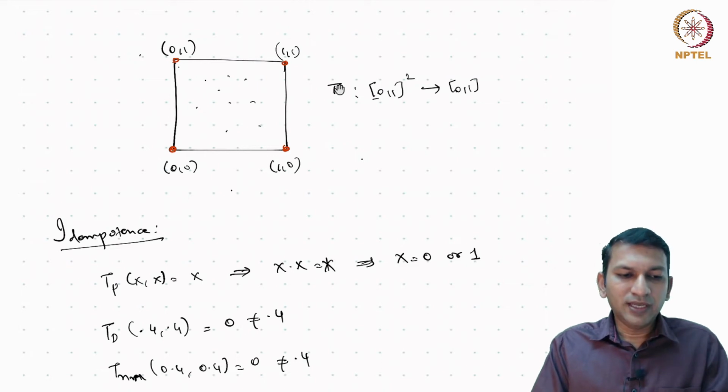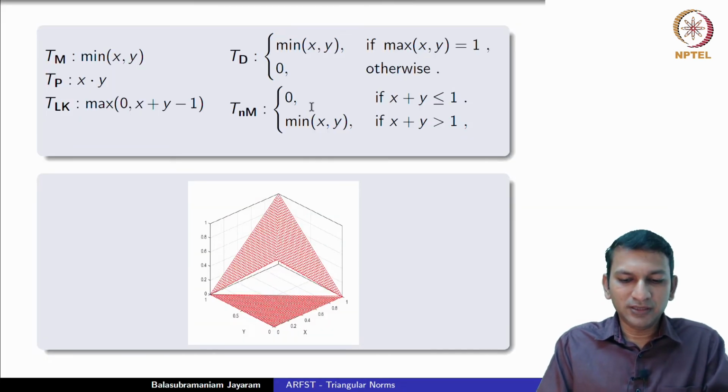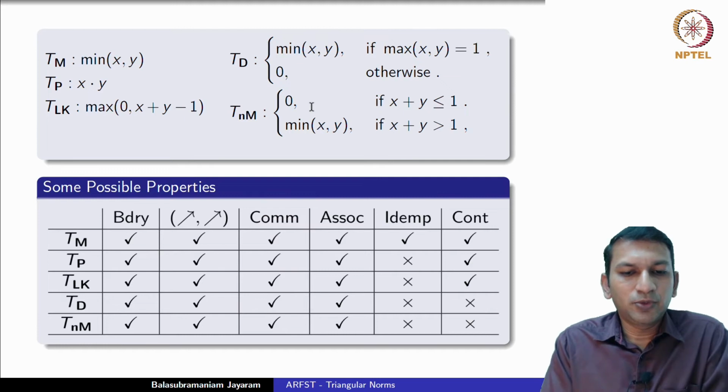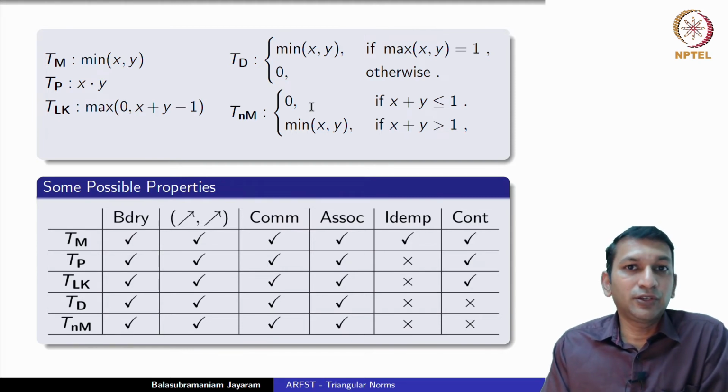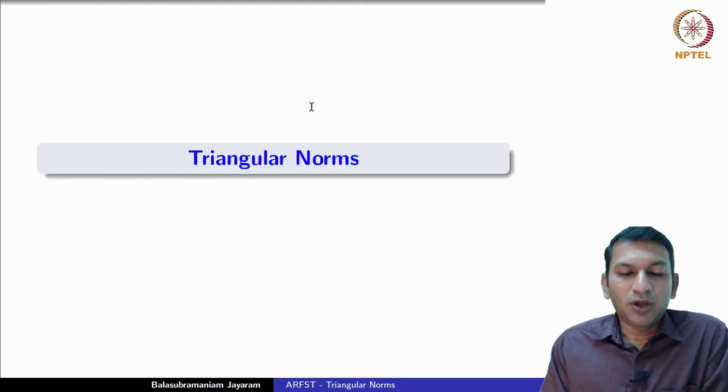So once again, we see that these two operations are neither idempotent nor continuous, which means perhaps idempotence and continuity are not the properties that you would like to put in an axiomatic definition of a fuzzy conjunction. So how is a triangular norm defined?